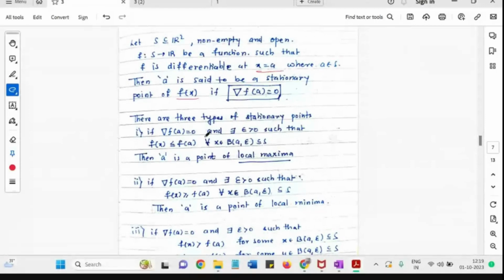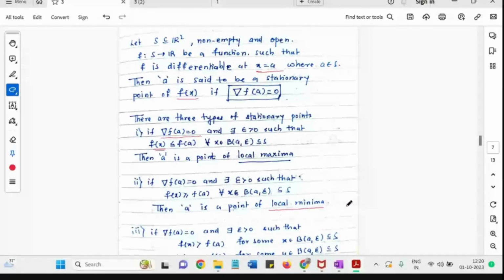Suppose I have a point a such that gradient of f at a is 0, and in a neighborhood of a, f(a) is the biggest value. f(a) is bigger than f(x). Then a becomes a point of local maxima. Similarly, if gradient of f at a is 0 and you have a neighborhood of a where f(x) is bigger than or equal to f(a), then a becomes a point of local minima.